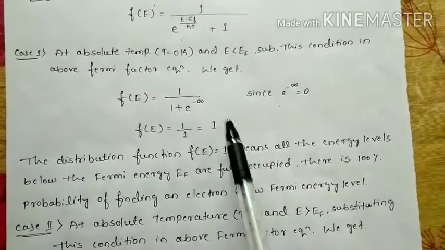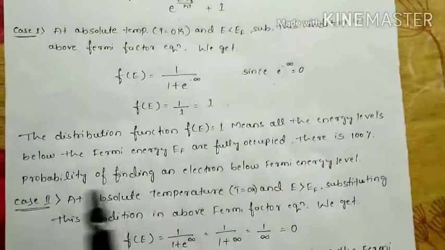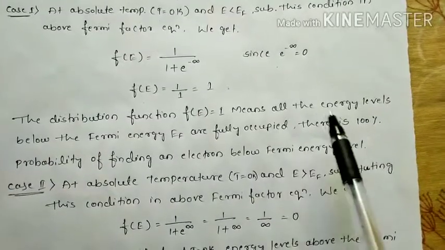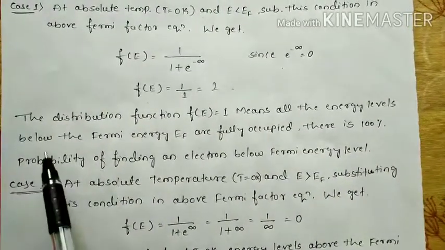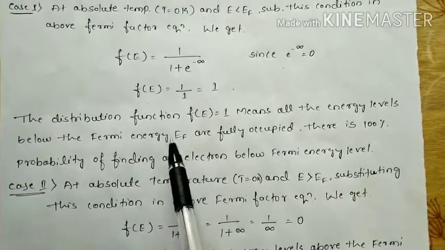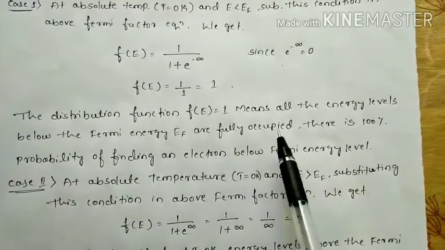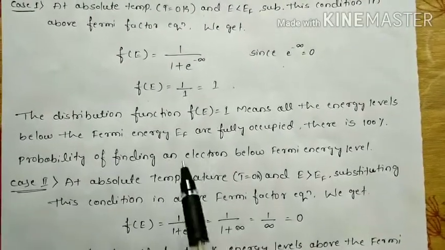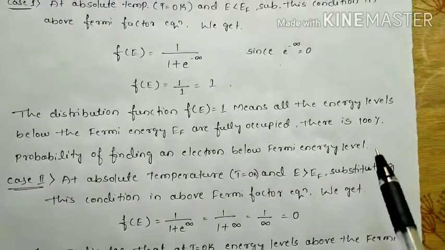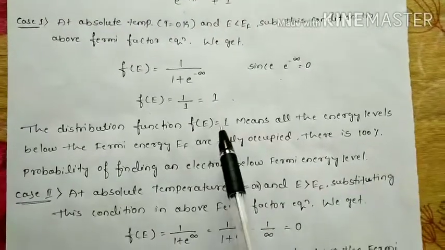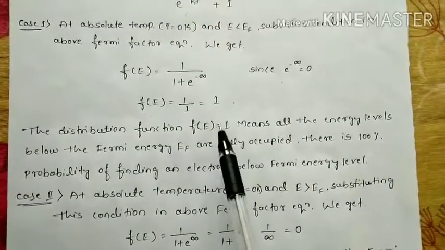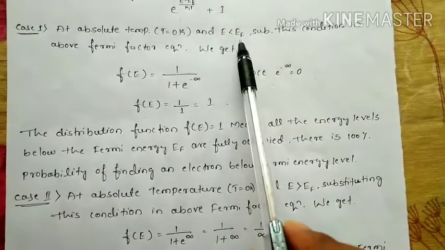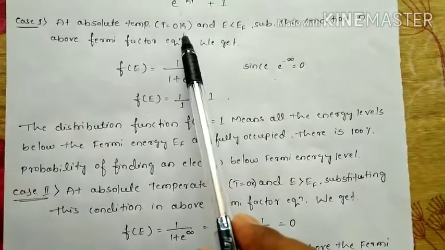Now what does it mean that f of E equals 1? The distribution function f of E equals 1 means all the energy levels below the Fermi energy are fully occupied. There is 100% probability of finding an electron below the Fermi energy level. So probability function 1 means you will definitely find electrons in the energy levels below the Fermi energy at 0 Kelvin.